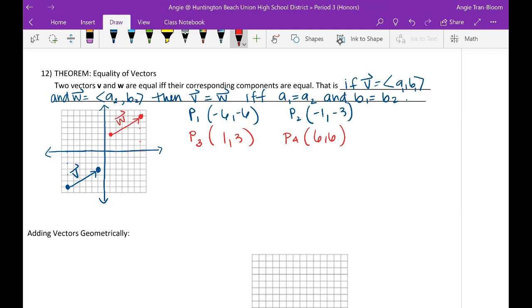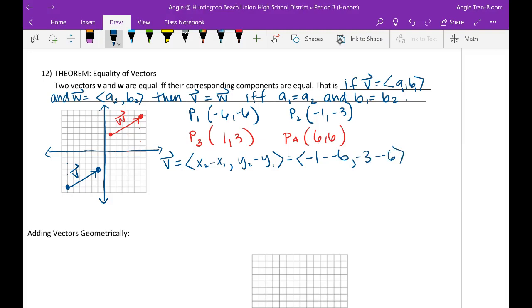Now, these two are in totally different locations. How do I know that they are the same or equal vectors? Well, vector v, how do we find vector v? We have to take the components and subtract, right? So we can use x2 minus x1 comma y2 minus y1. That will give me -1 minus -6 comma -3 minus -6.